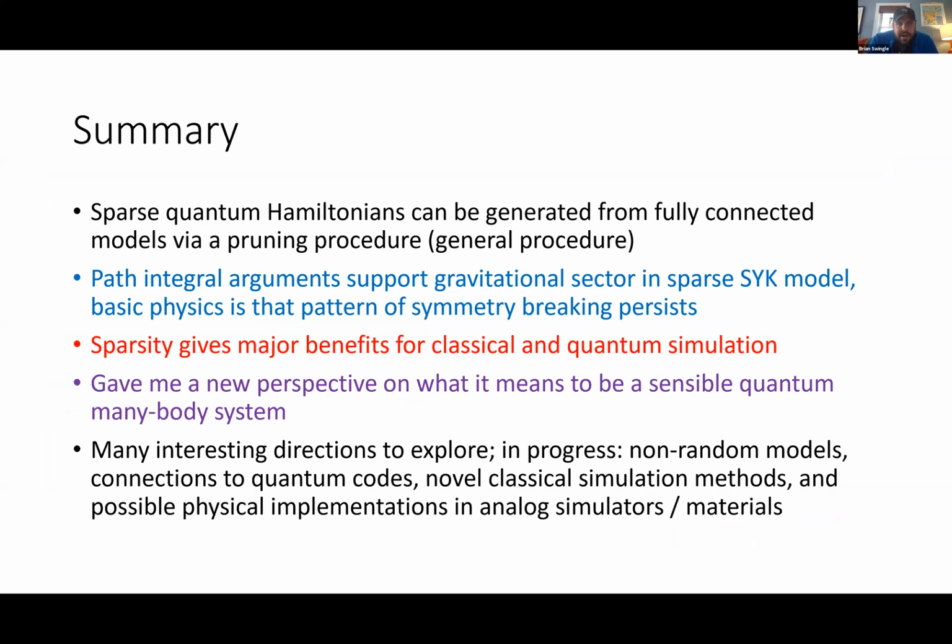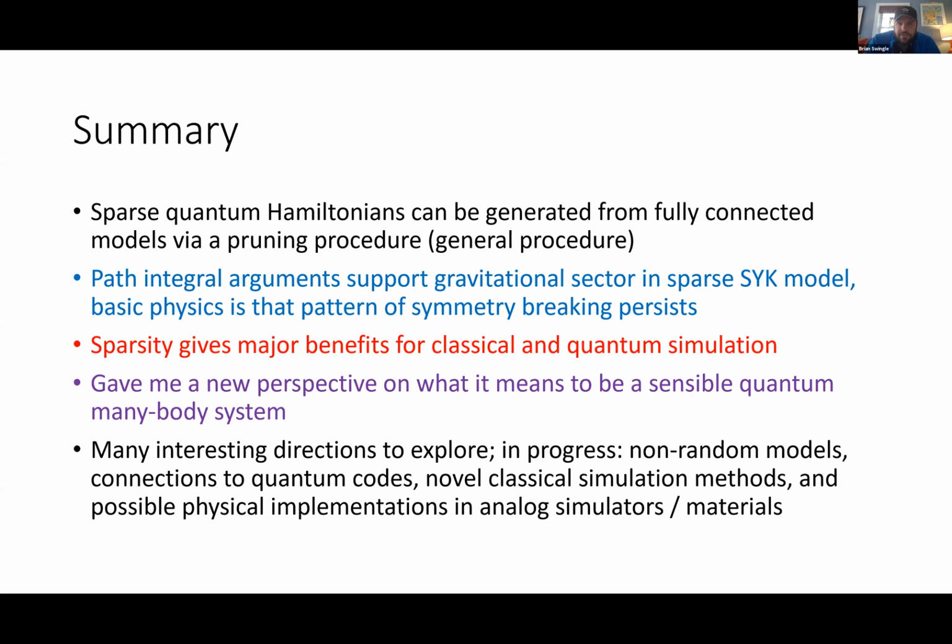Okay, and with that, I'll summarize. So I told you about essentially a procedure, a machine you can apply to whatever your favorite fully connected model is: SYK, Heisenberg, t-J model, anything you care about, you can sparsify it like this. And we think that's an interesting class of models. It has a lot of benefits from a simulation point of view, and it's interesting to think about the physics. In this case of sparse SYK, we argued that you still get the gravitational sector at low energy. I also showed you that sparsity gives really major benefits for simulation.